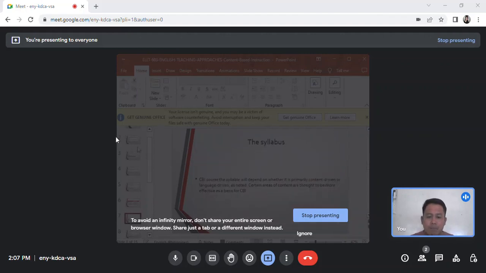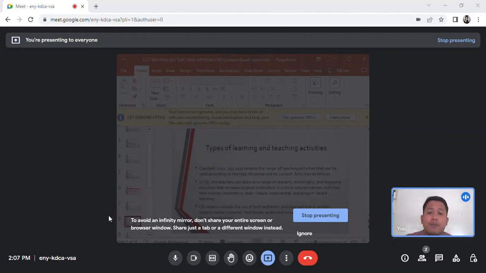So in the syllabus of a CBI course, the syllabus will depend on whether it is primarily content-driven or language-driven. As noted, certain areas of content are thought to be more effective as a basis for the CBI. Okay, so moving to the next slide.